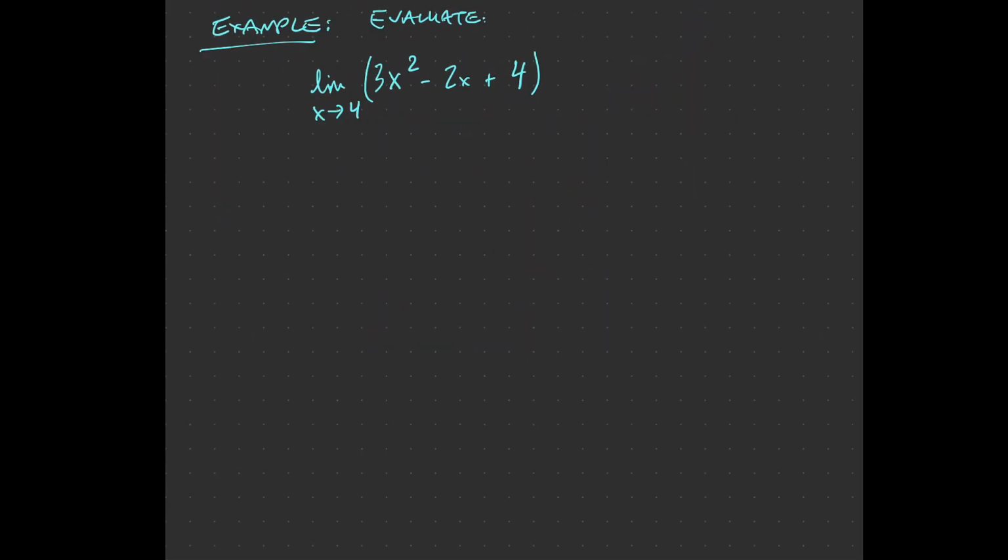All right, so for a quick example, if we're given a polynomial here and we're asked to evaluate this limit as x approaches 4, again, we can break this up. We see that we have really three functions in here that are being broken up by addition and subtraction. So really this is equal to the limit as x approaches 4 of 3x squared minus the limit as x approaches 4 of 2x plus the limit as x approaches 4 of 4. Okay, so I can split up the limits over addition and subtraction.